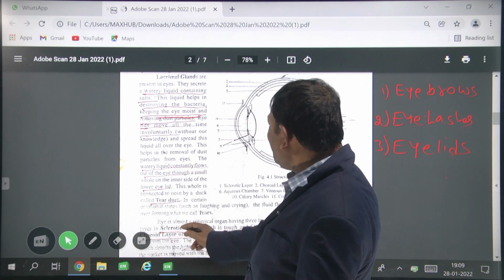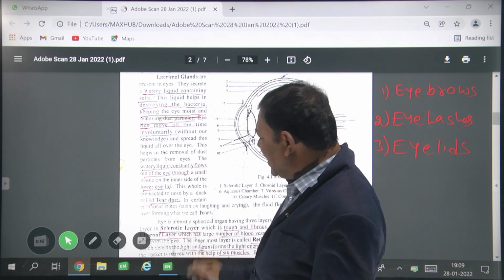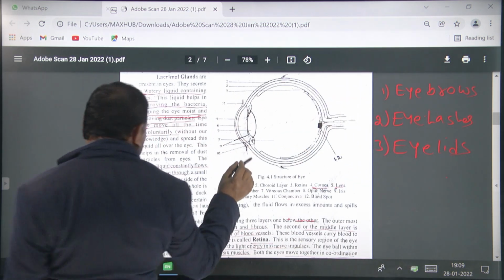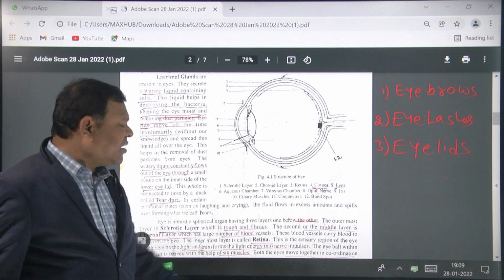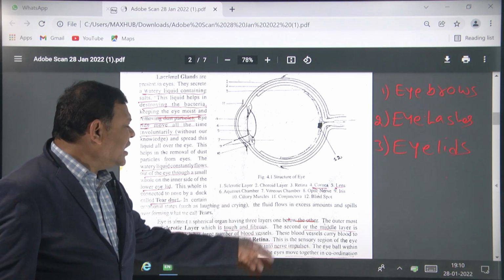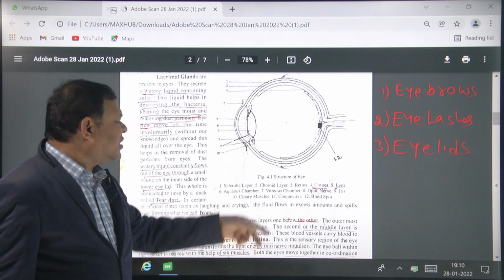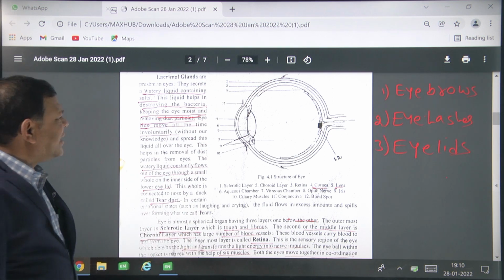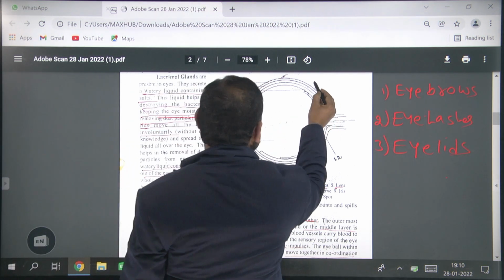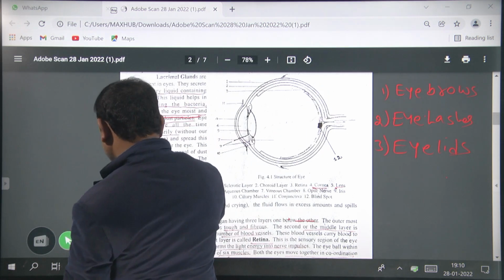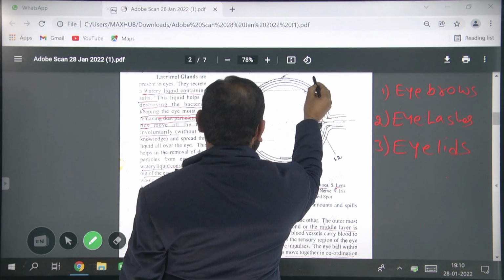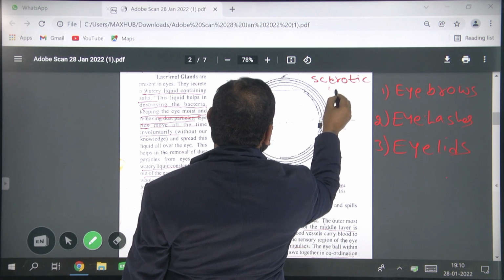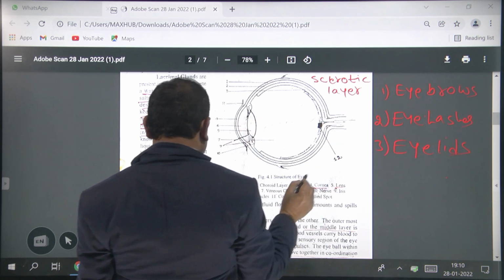Okay, so next, this is the total external part. Internal part: the eye is almost a spherical organ. Actually, three layers are present, one layer after another layer. The outermost layer is called the sclerotic layer. First one is the sclerotic layer. Second one is what?